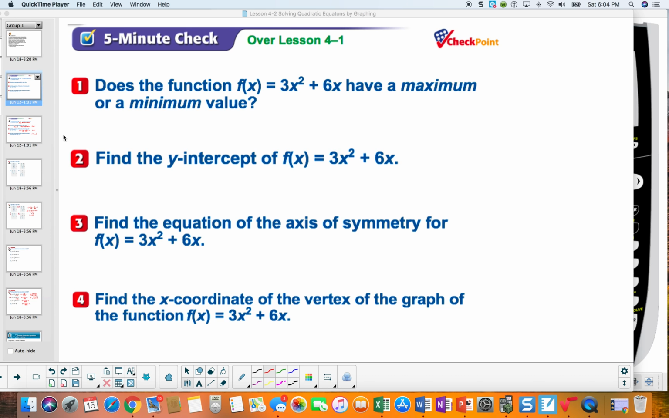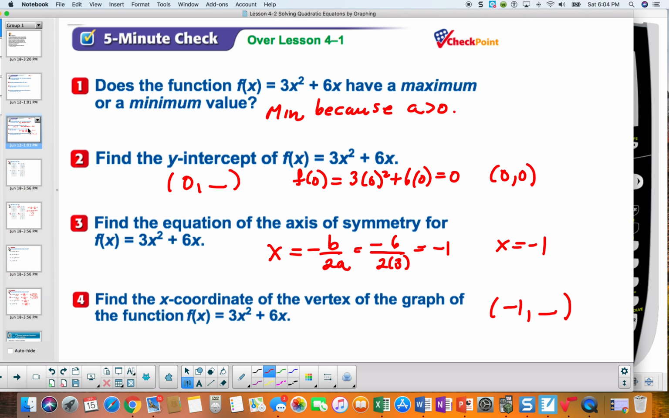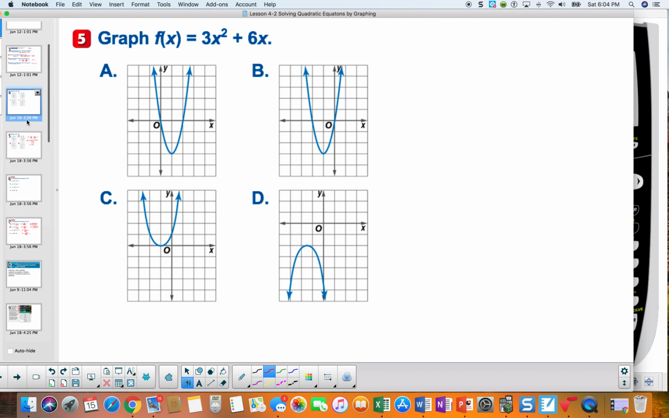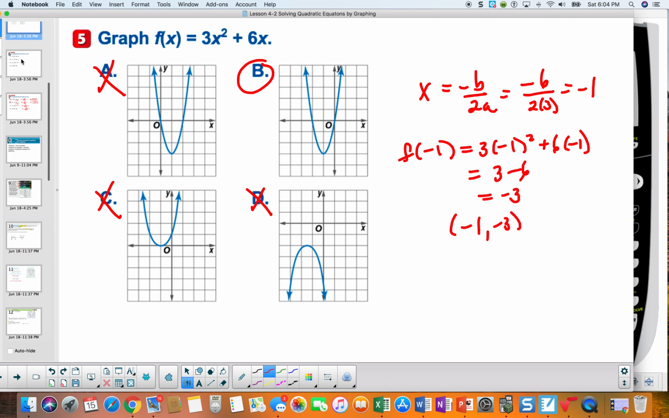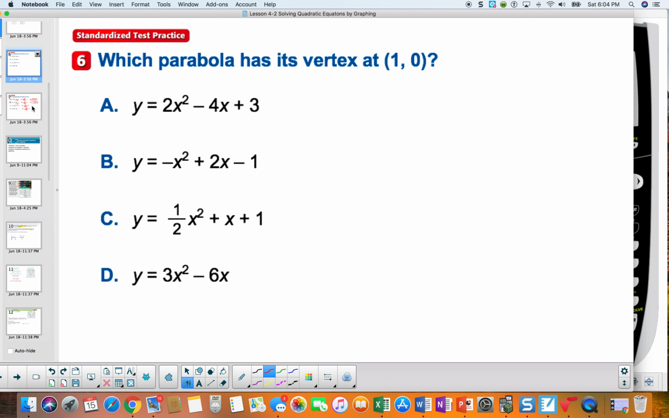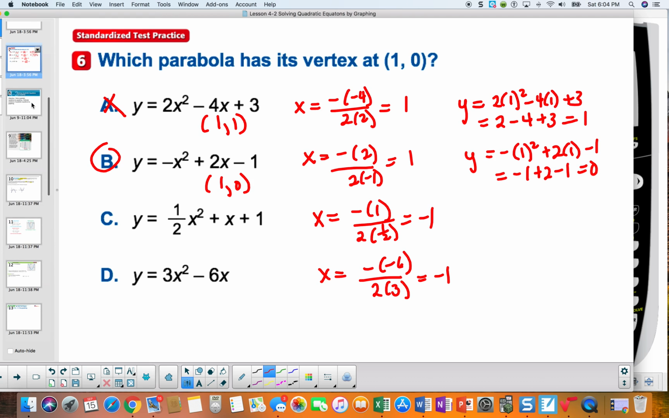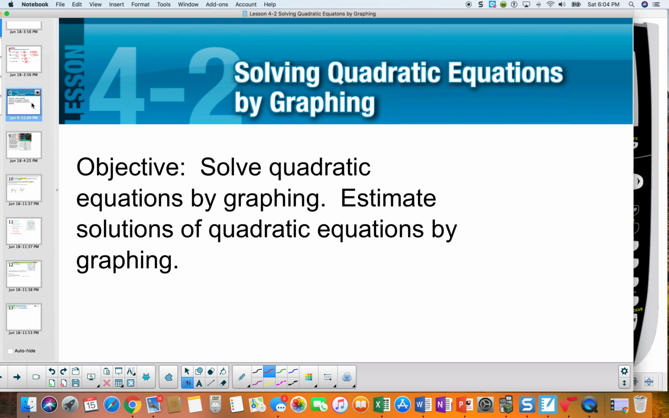Warm up for lesson 4-2. Pause to do the problem. And here's the answer. Lesson 4-2, solving quadratic equations by graphing.